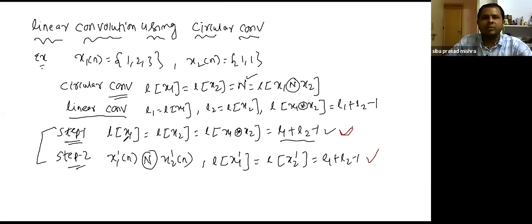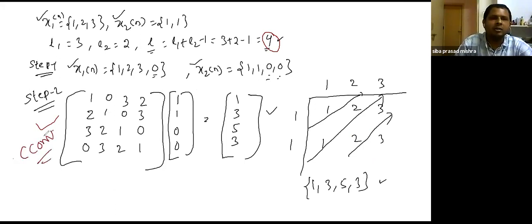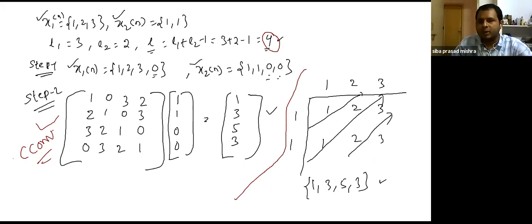After that, we discussed one example. Two sequences we took, and we made both sequence lengths equal to the length of the linear convolution. After that, we performed the circular convolution, and we verified it also by using the direct method of linear convolution. So both are the same.